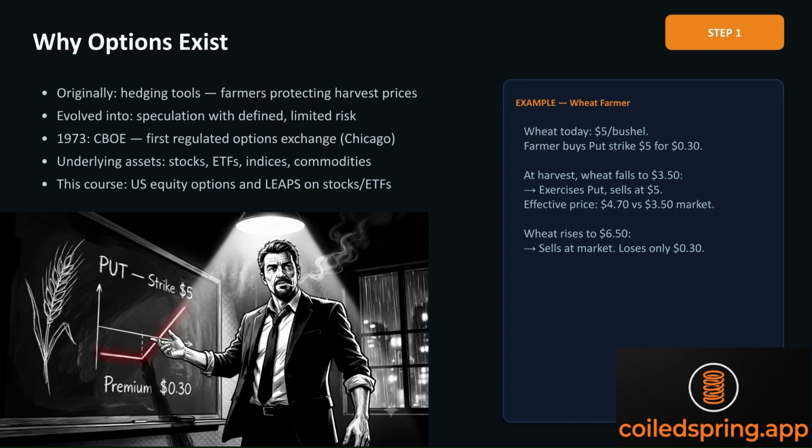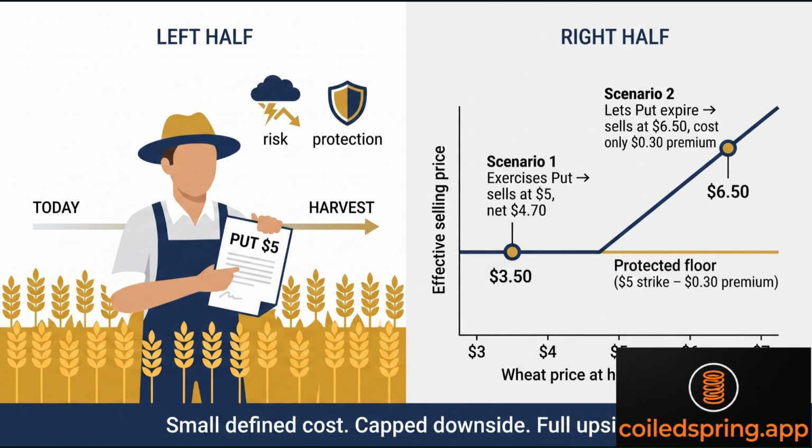Now, let's walk through the wheat farmer example on the right, because it illustrates the hedging logic perfectly. Wheat is trading at $5 per bushel today. The farmer is worried prices could fall by harvest time, so he buys a put option with a strike of $5, paying a premium of 30 cents per bushel. Scenario 1. Harvest comes and wheat has fallen to $3.50. Without the option, the farmer would sell at market and lose $1.50 per bushel. But he exercises his put. He sells at the strike price of $5. After subtracting the 30 cents premium, his effective price is $4.70.